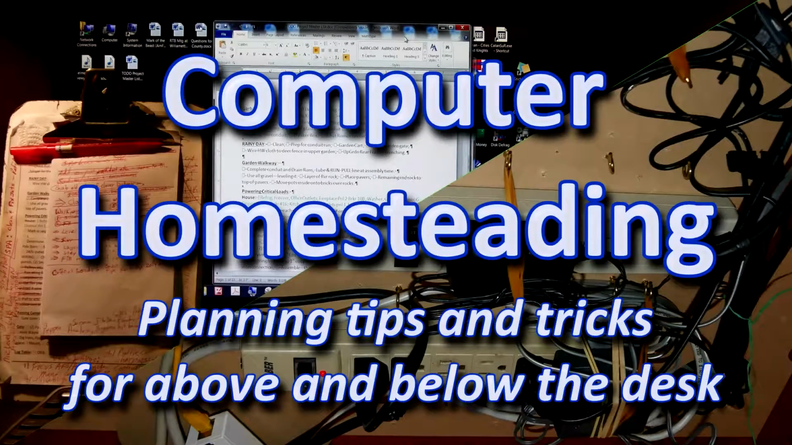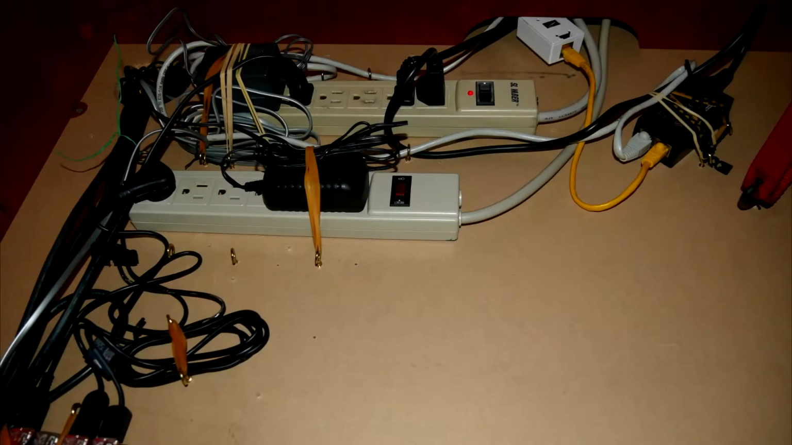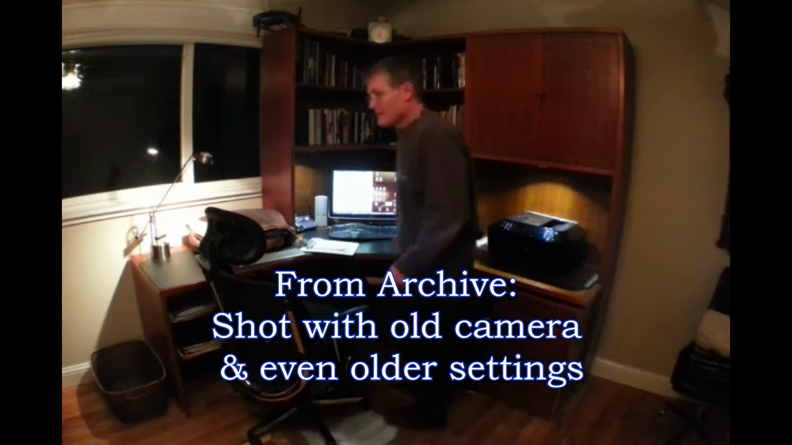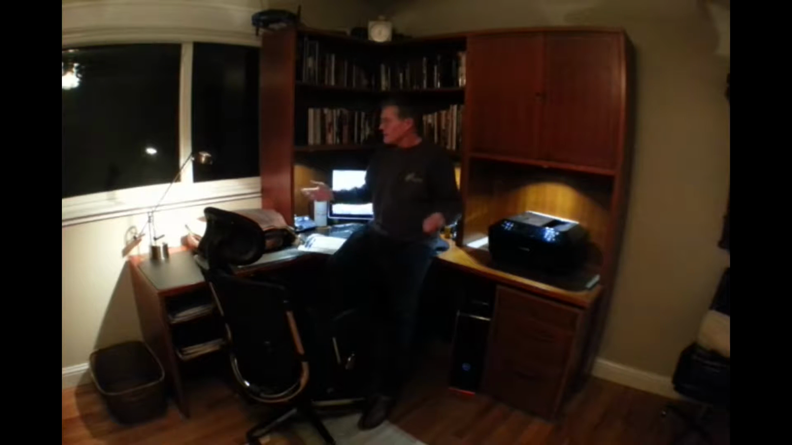Today we have tips on using your computer as a homesteading tool, planning tips and tricks for above and below the desk. Today's topic is organization and planning. The heart and the start of projects is right here in the office. My office.